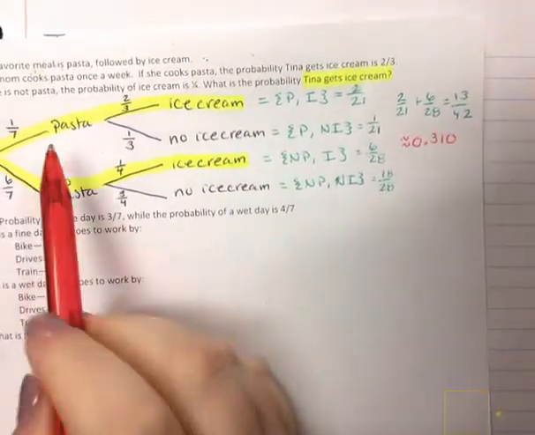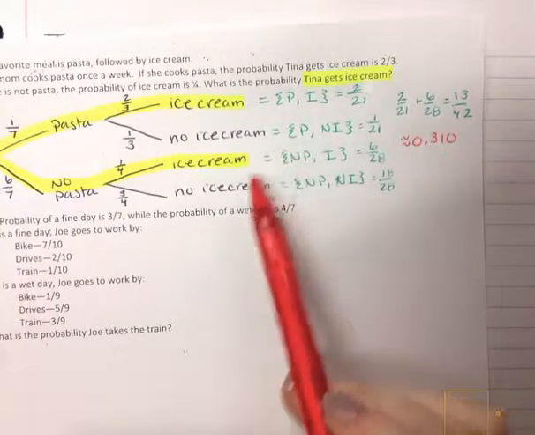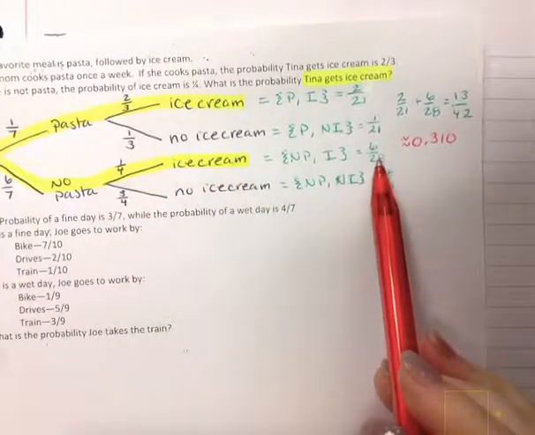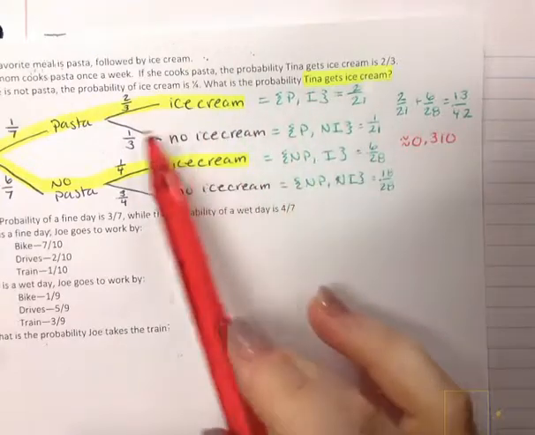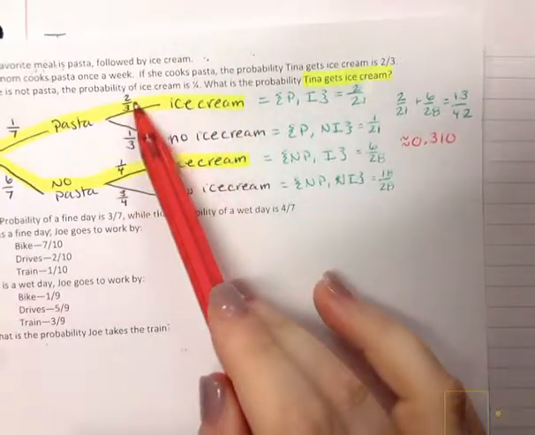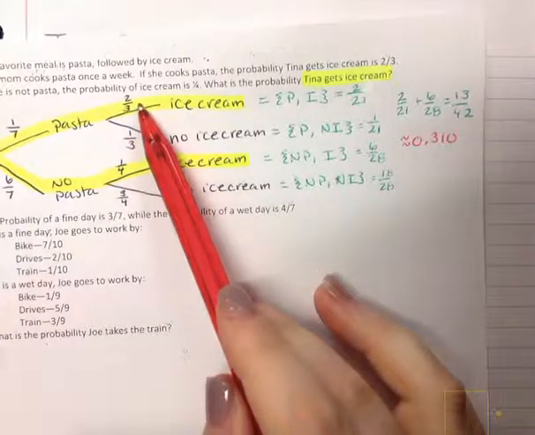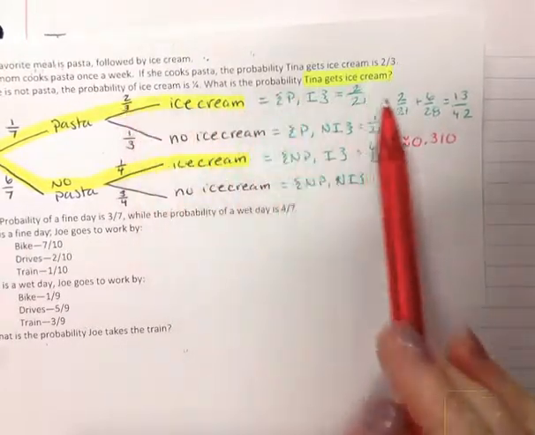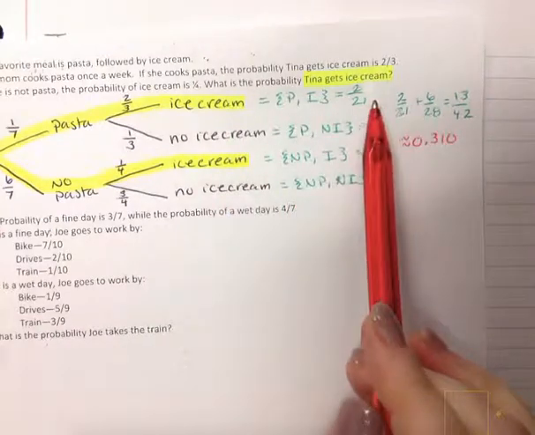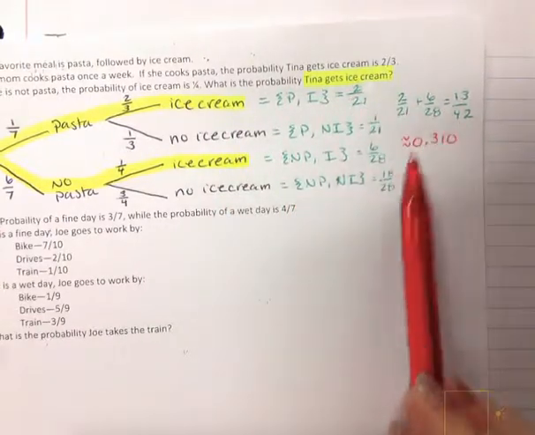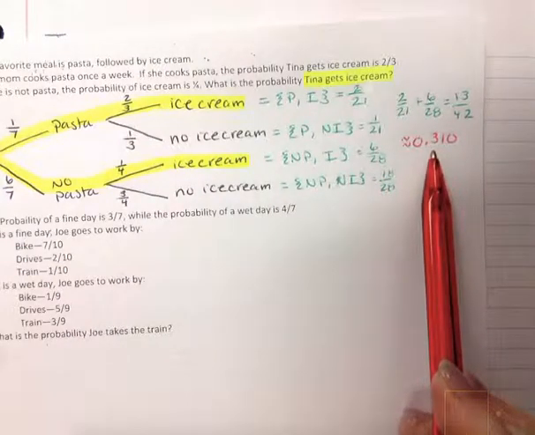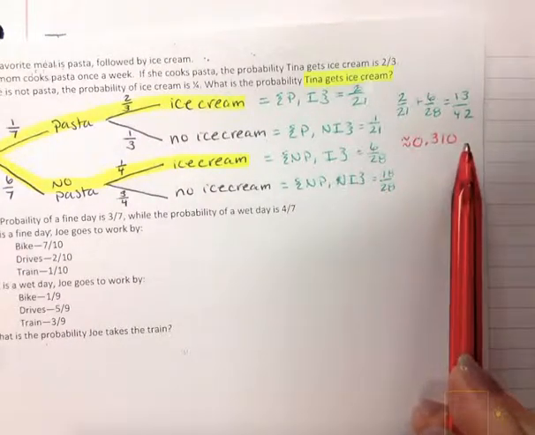So even if she doesn't get pasta, she still has a chance of getting ice cream. With no pasta, she has a 6 out of 28 chance of getting ice cream. But when she does eat pasta, she'll have 2 out of 3 chances of getting ice cream if she eats pasta. So the chance that she's going to actually get to do that is 2 out of 21, and then 6 out of 28. So the chance that she'll get ice cream will be 0.310.